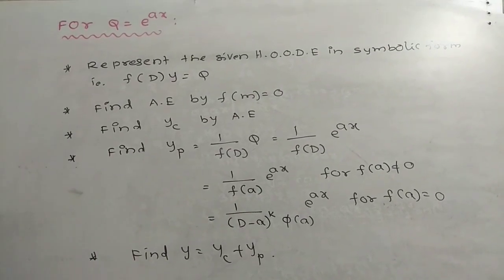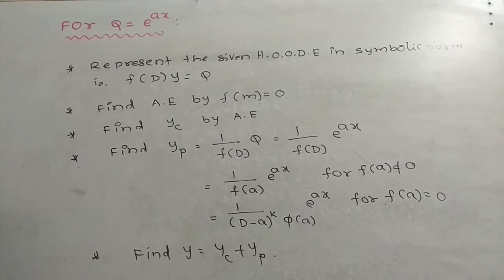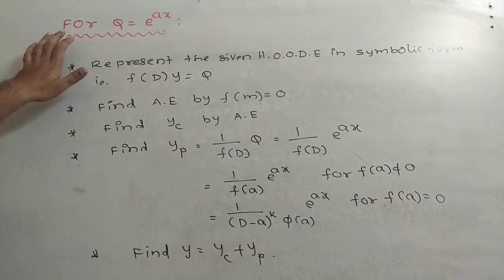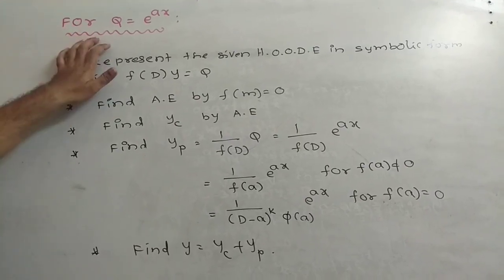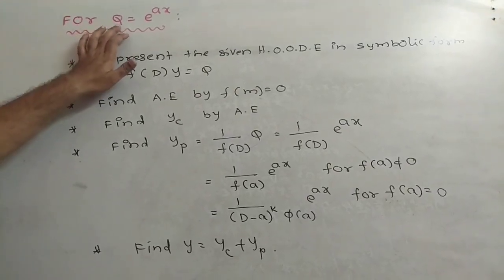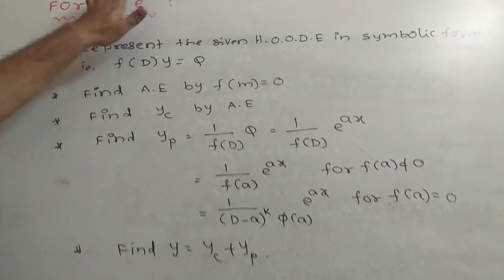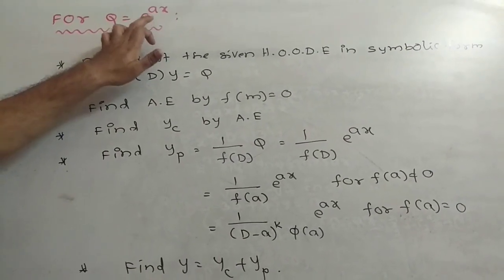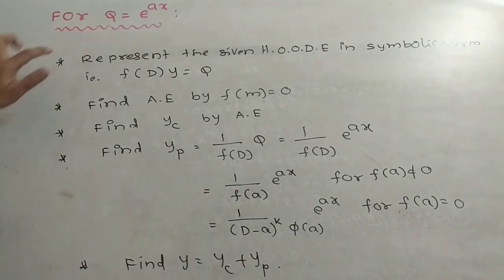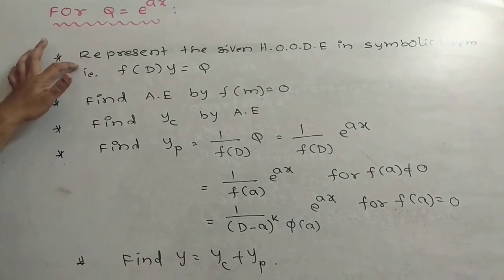This is the next video session on higher order ordinary differential equations. Here we are going to calculate the particular integral yp. The first method is, if the right side q looks like e power ax. Whenever the right side looks like e power ax, you can apply this particular procedure. So I will give you the procedure.